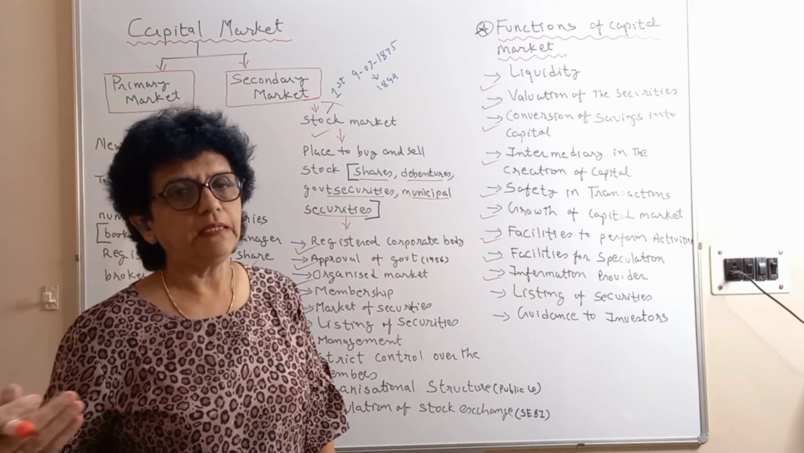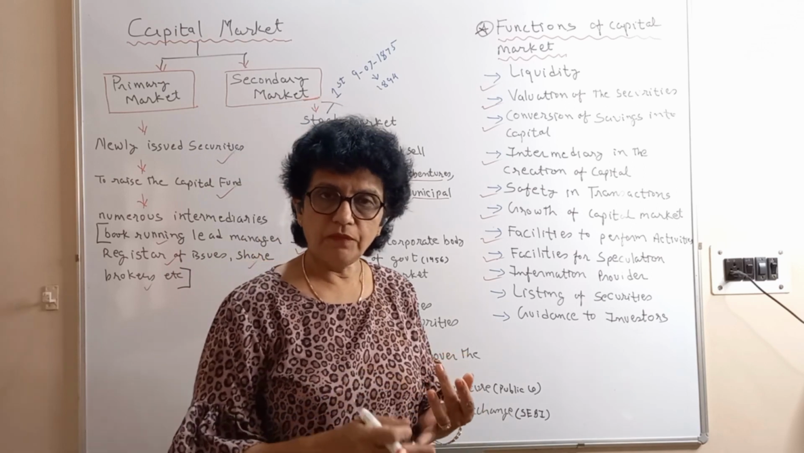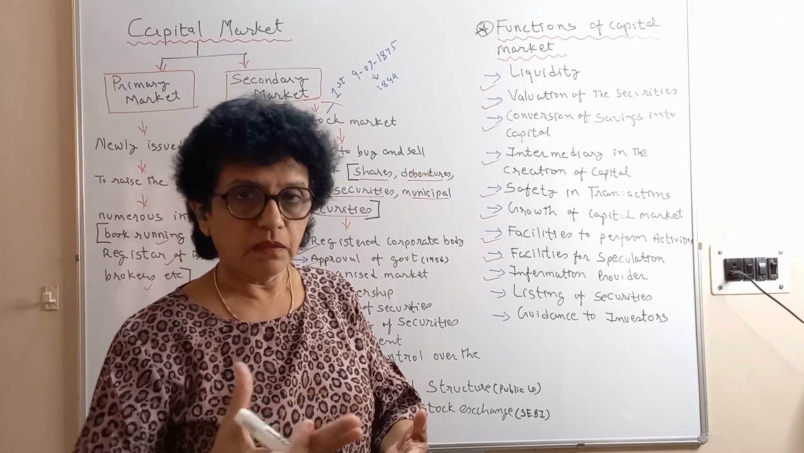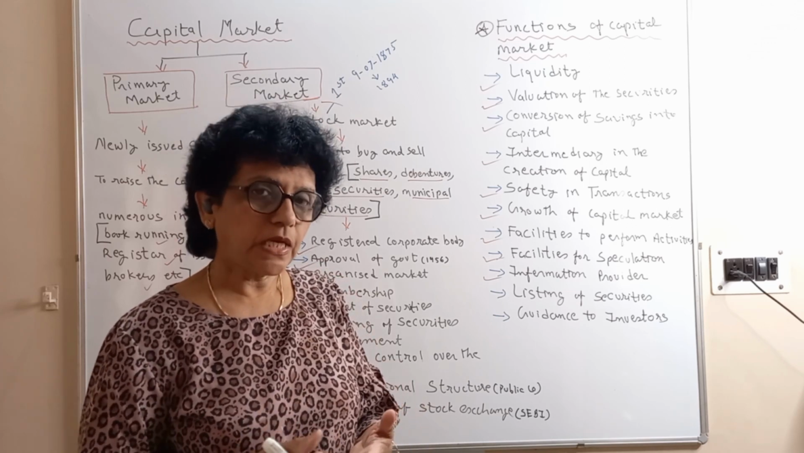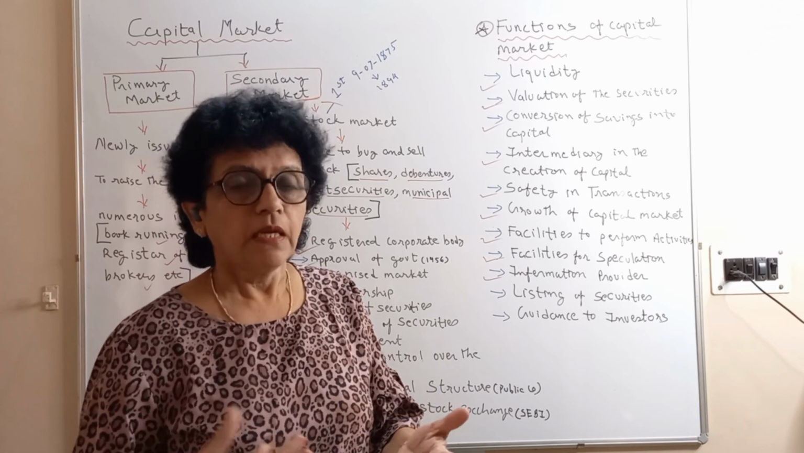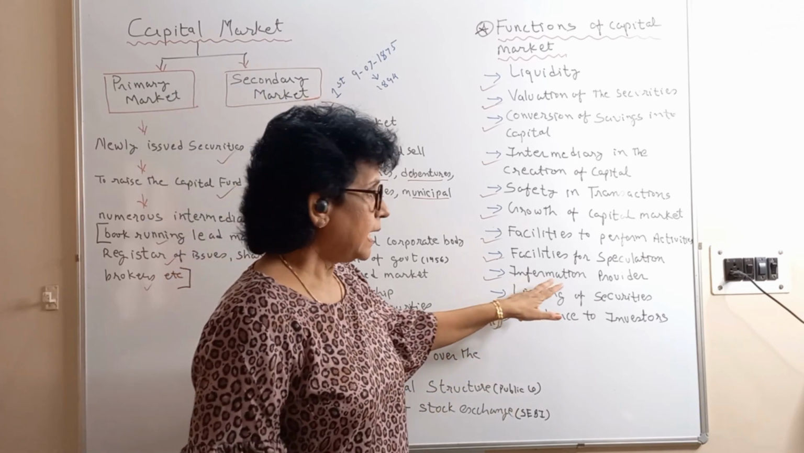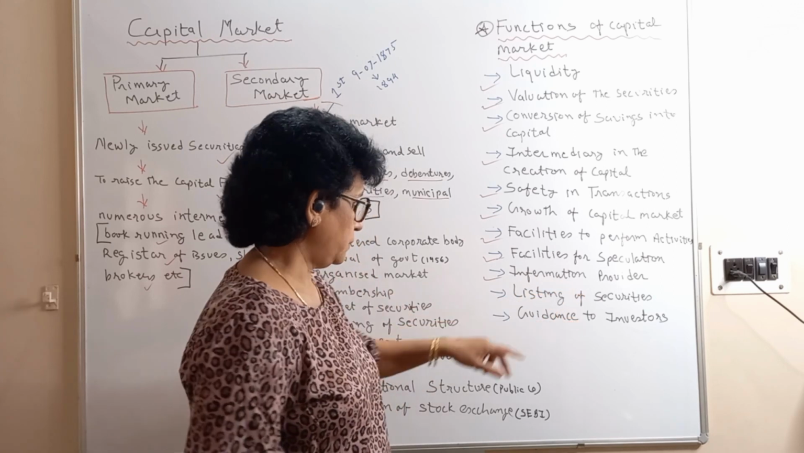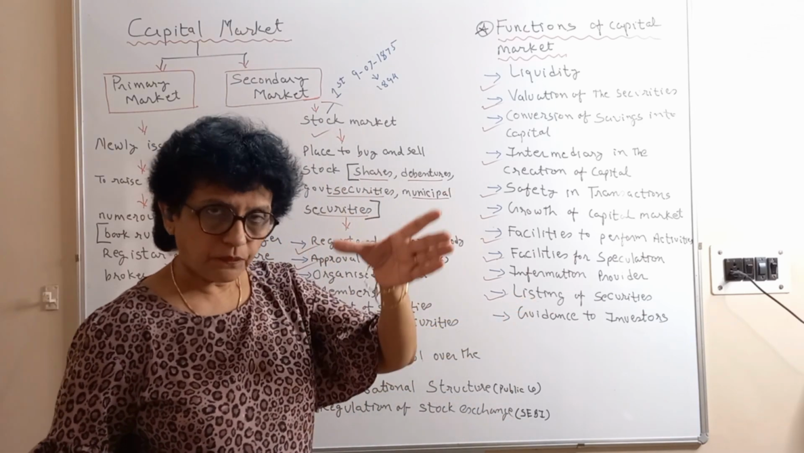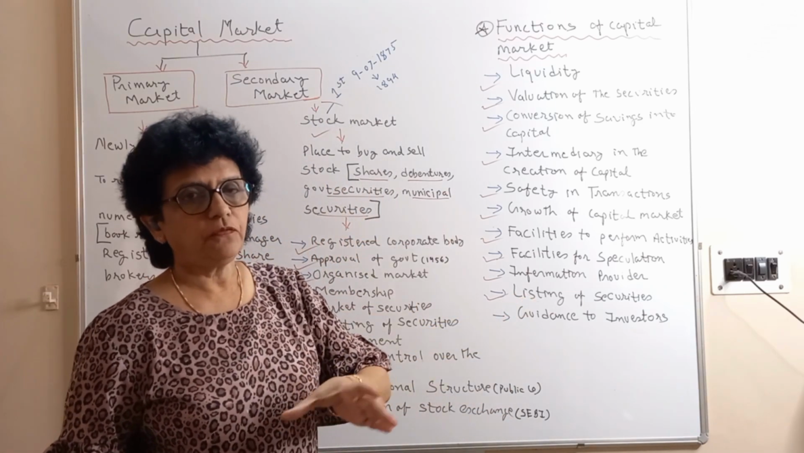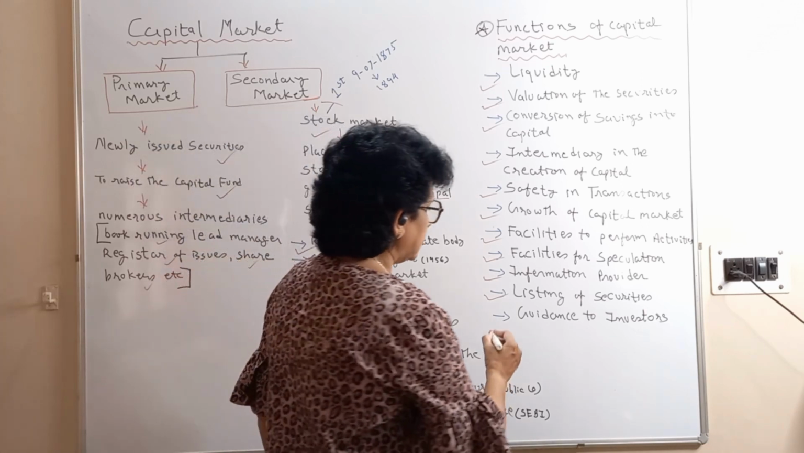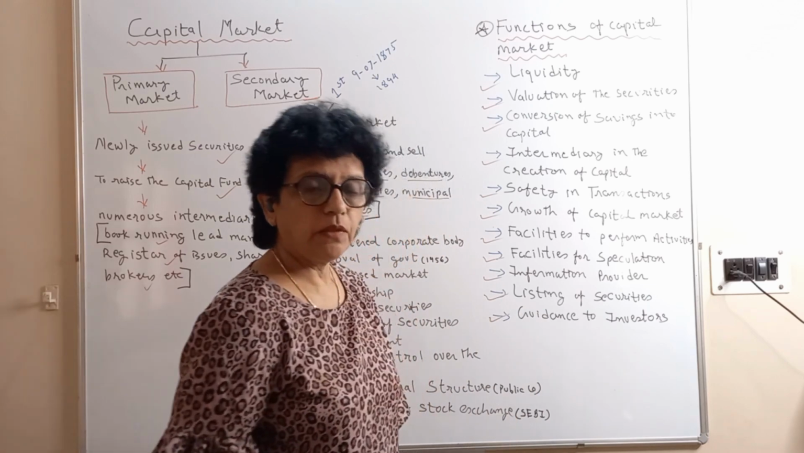All the security-related information: how much dividend is declared, what the valuation is, which are the upcoming new public issues, which issues have a buyback offer given by a few of the companies. So much information is released, and it helps the investors. Listing of securities. For all the securities which are listed, you get information about them, and you have the facility to get your security listed. Guidance to the investor.